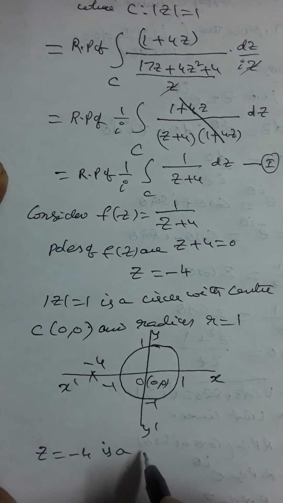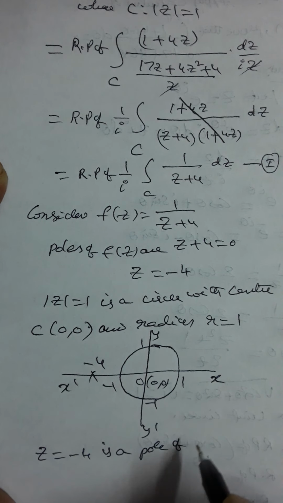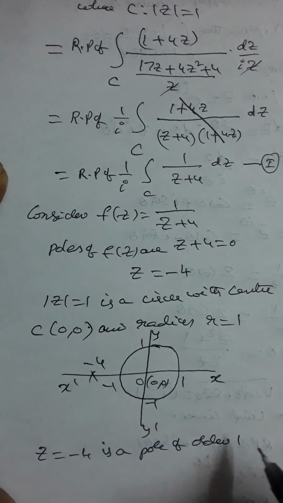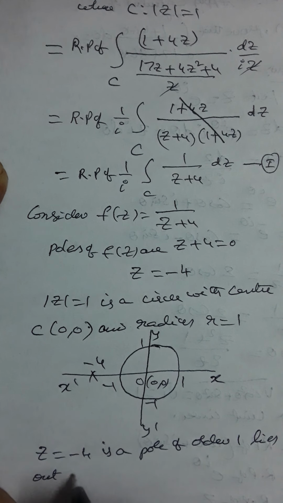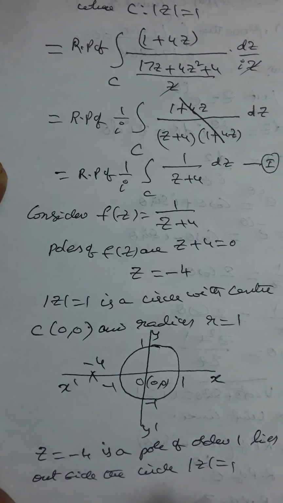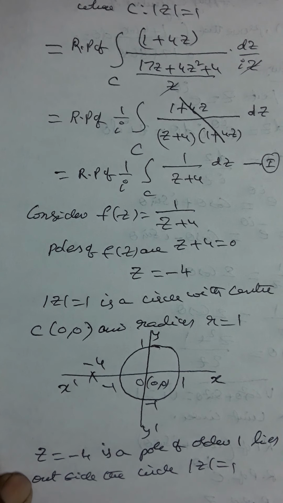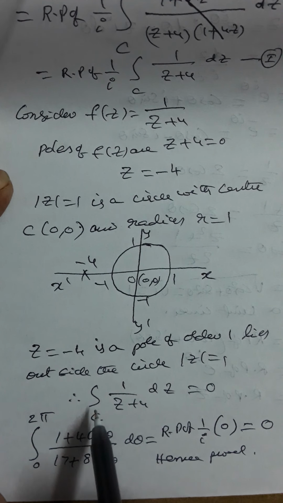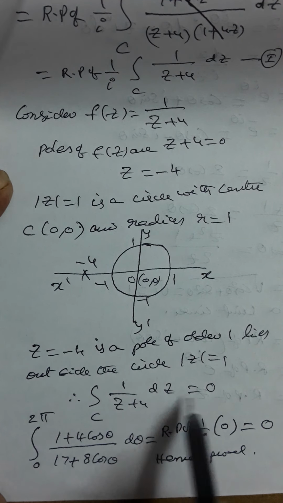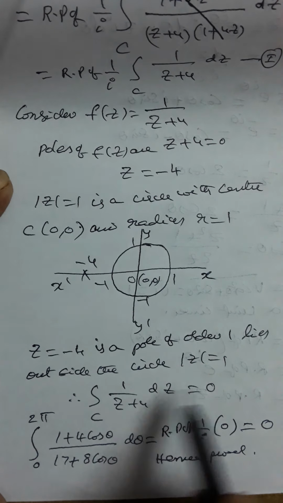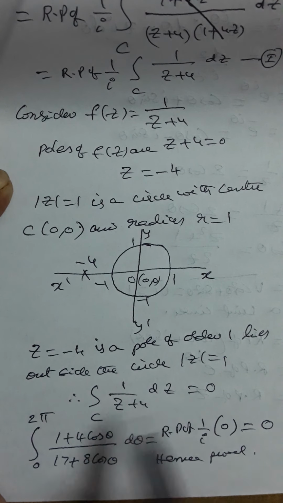is a pole of order 1 that lies outside the circle mod z is equal to 1. So the integral over c of 1 by z plus 4 dz is equal to 0. Outside, by Cauchy's theorem, the integral value is 0.